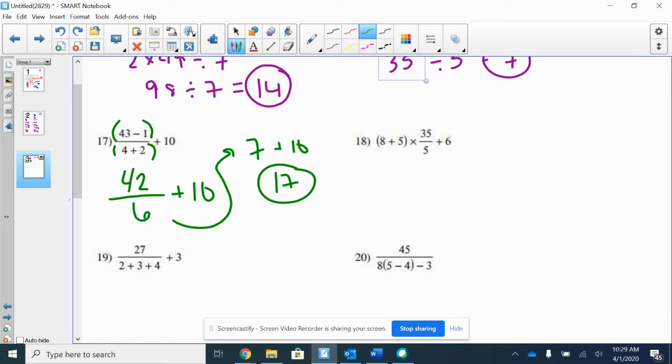All right, next we have parentheses, multiplication, division, addition. So it's getting a little more intense. So let's solve our parentheses first. 8 plus 5 gives us 13. And we're timesing that by, we could simplify this right away. 35 divided by 5 is 7. Plus 6. So 13 times 7 is 70, and 21 is 91. Plus 6 yields a 97.